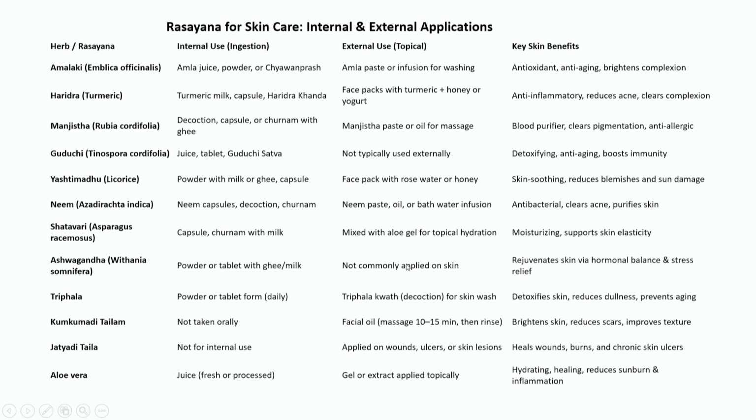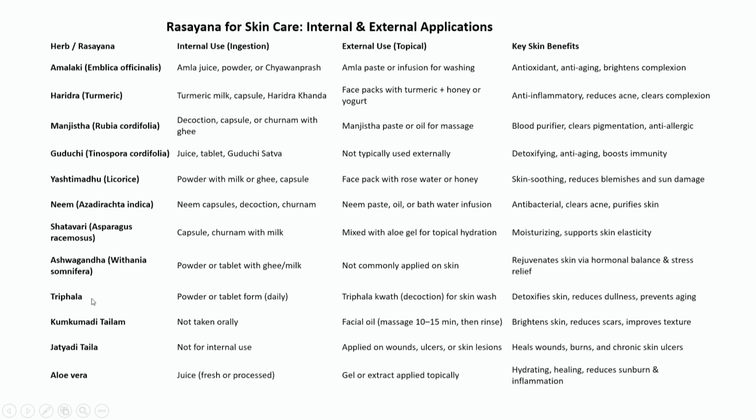There are three types of classifications that have been made. And what do they do? Mainly antioxidant, anti-aging, brightness and complexion. Anti-inflammatory, reduces the erythema, clears the complexion. Blood purifier, clears the pigmentation and anti-allergy. So every drug has a specific therapeutic response which has been described here.